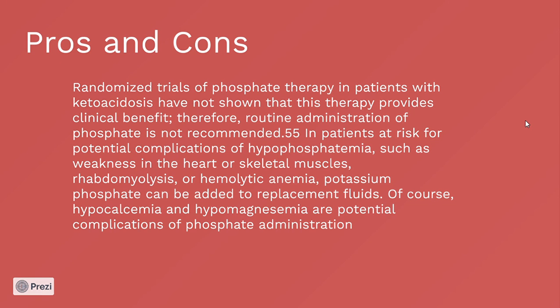Pros and cons. Randomized trials of phosphate therapy in patients with ketoacidosis have not shown that this therapy provides clinical benefit. Therefore, routine administration of phosphate is not recommended. In patients at risk for potential complications of hypophosphatemia, such as weakness in the heart or skeletal muscles, rhabdomyolysis, or hemolytic anemia, potassium phosphate can be added to replacement fluids. Of course, hypocalcemia and hypomagnesemia are potential complications of phosphate administration.